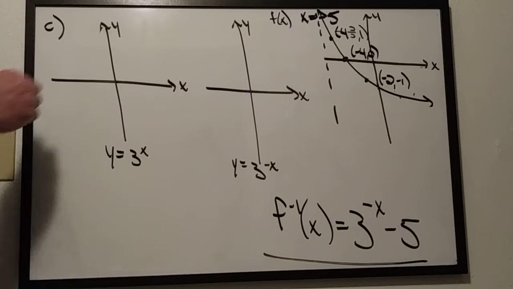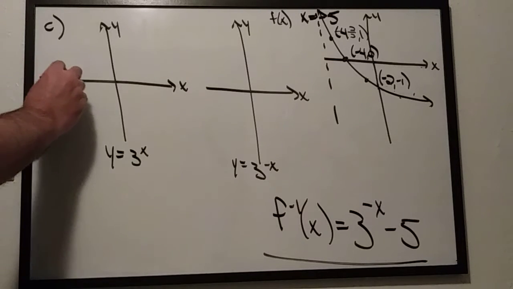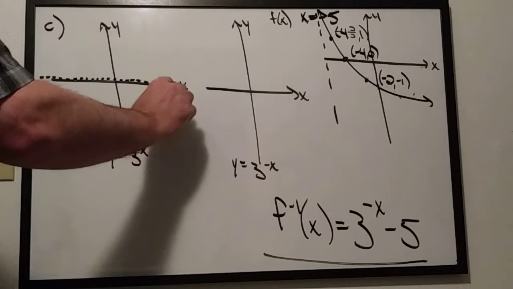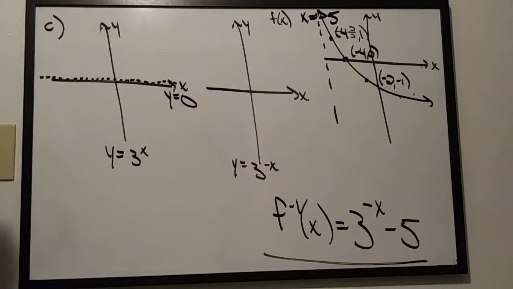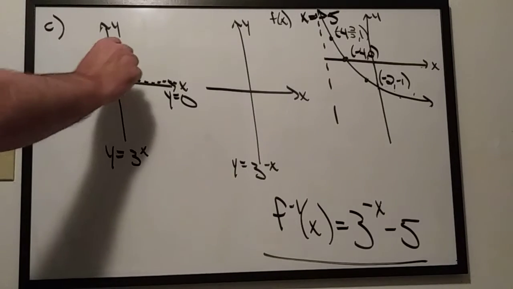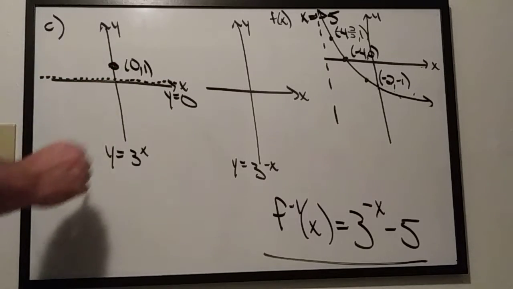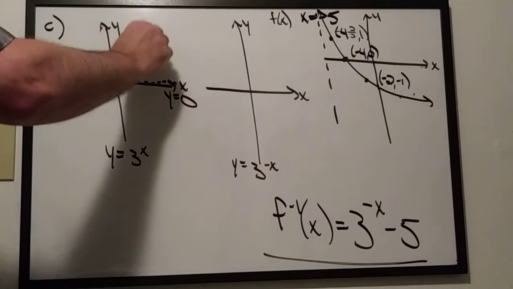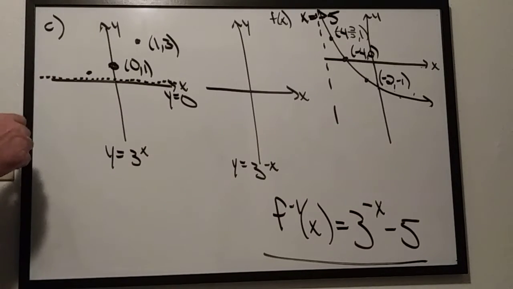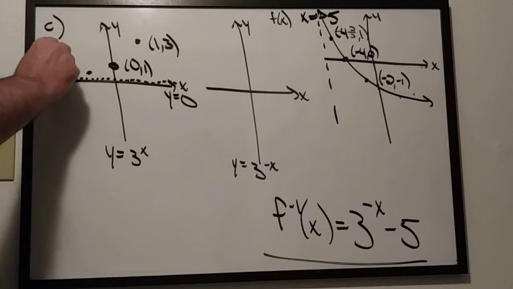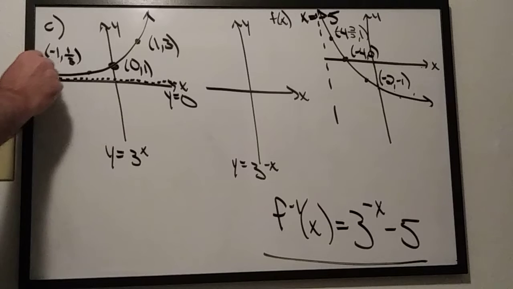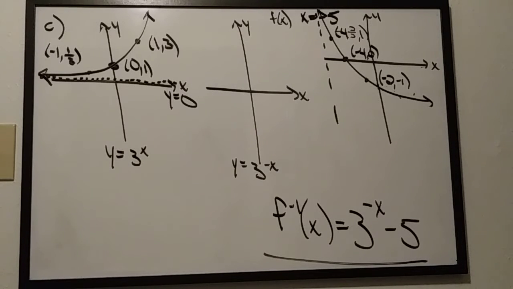So the things that we remember from the previous section is that exponential functions will have horizontal asymptotes, and y equals 3 to the x has a horizontal asymptote of y equals 0. We also know that it's going to go through the point right here on the y-axis of (0, 1). It'll go through the point over here in the first quadrant of (1, 3), and it's going to go through the point over in the second quadrant of (-1, 1/3). And we have a nice increasing graph that goes through all three of those points.